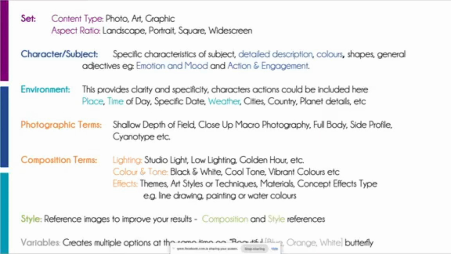Right, then we look at things like photographic terms. These could be things like shallow depth of field. I want an up close macro photography, full body. It must be a side profile. Maybe I want cyanotype. All of these things, cinematic, is it a 35 millimeter camera feel? All of these kind of things are things that you can add to your particular prompt.